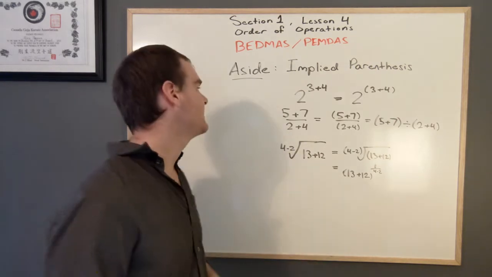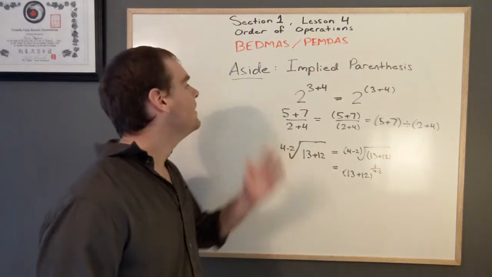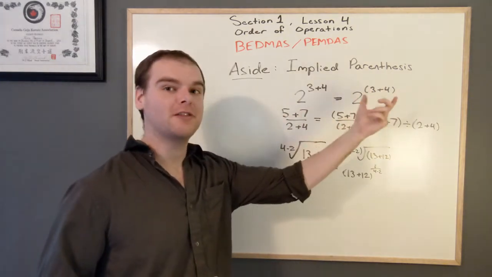So let's get into this. Here are a few examples of some implied parentheses. 2 to the exponent of 3 plus 4. There is a bracket around that 3 plus 4.